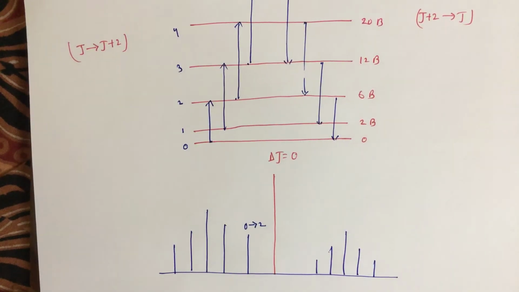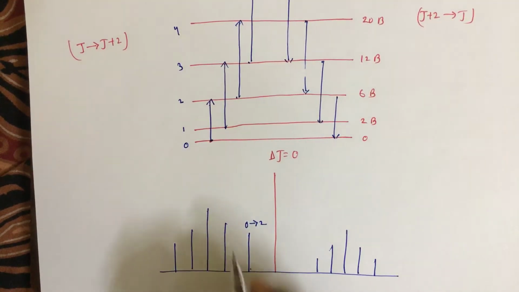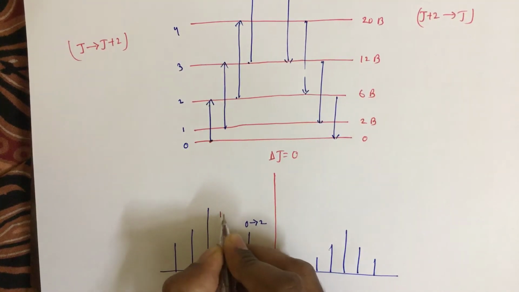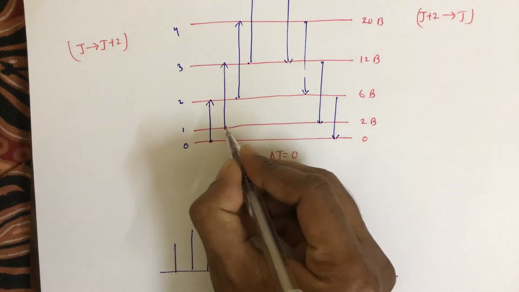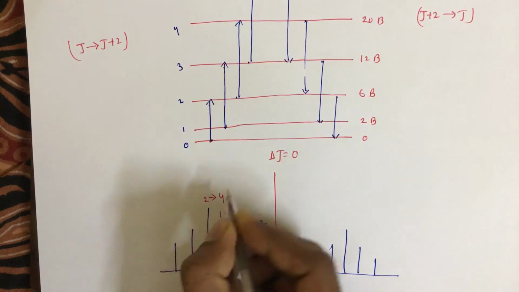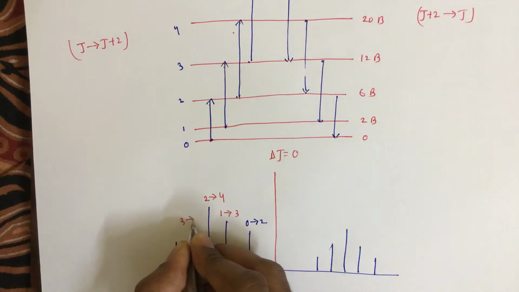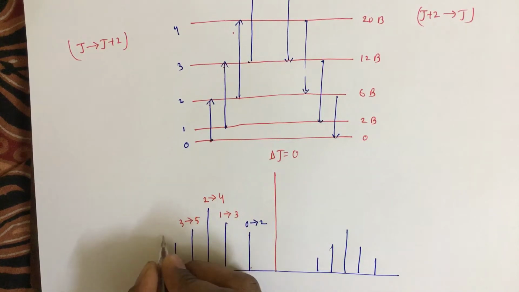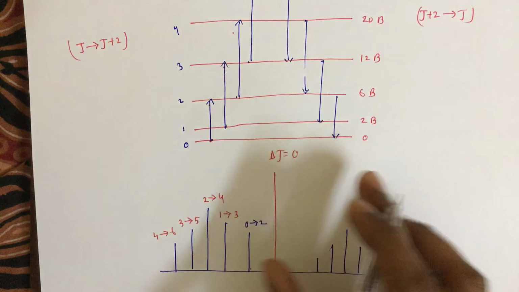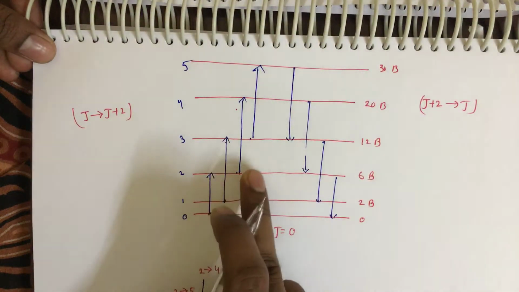I hope everything you can see. Whatever we are representing here as 0 to 2 is this transition, and this will be 1 to 3, that is from here to here, and this will be 2 to 4, that is this to this, and this will be 3 to 5, and this will be 4 to 6. That I have not shown here, but just remember one more line here, and then 4 to 6.